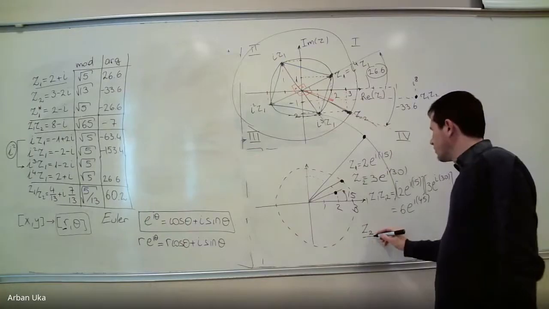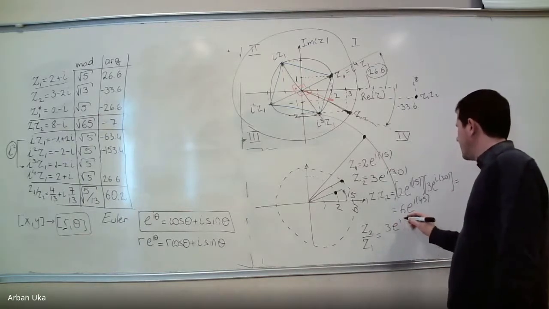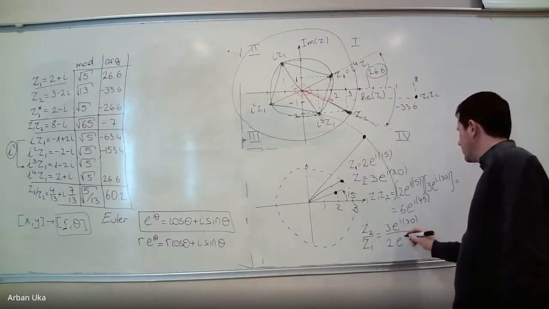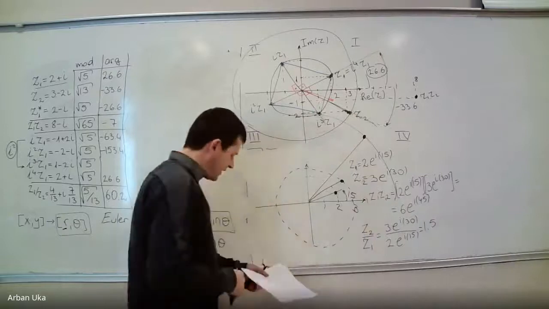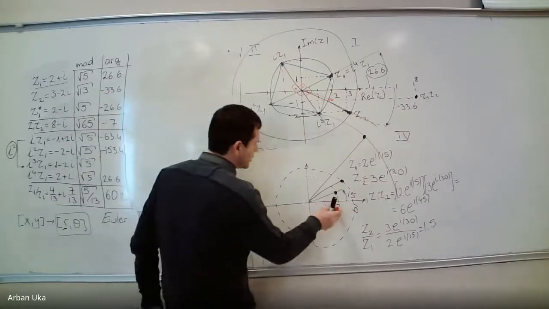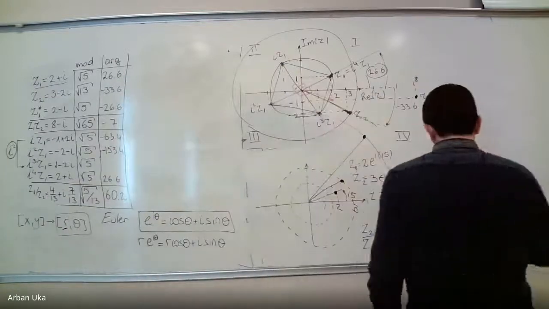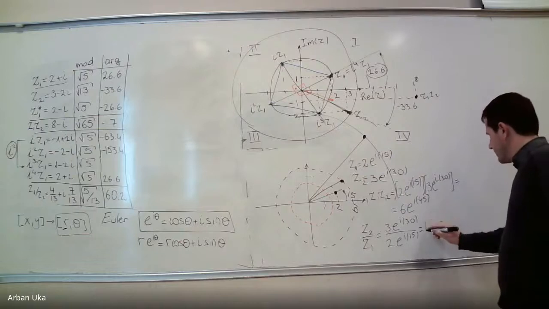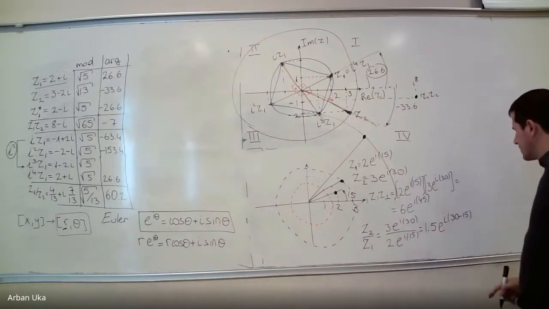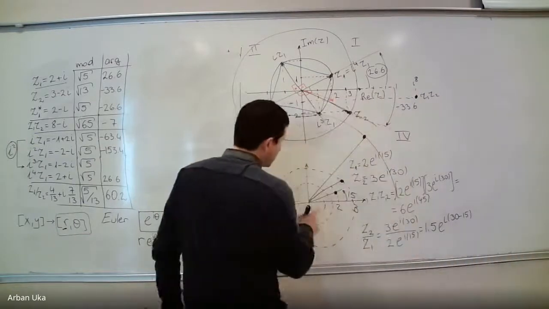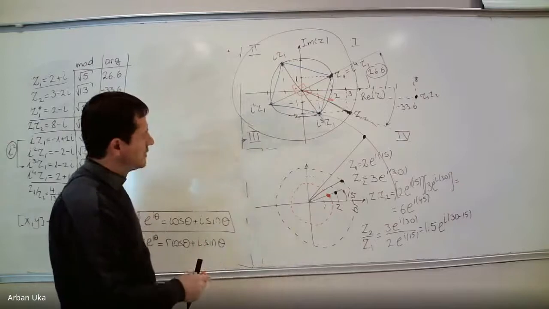So let's see what Z2 divided by Z1 is. Z2 divided by Z1 would be equal to 3 times e to the power I 30 divided by 2 e to the power I times 15. 3 divided by 2, we get 1.5. So this is the amplitude. It looks like 1.5 is going to be a circle somewhere in here. Okay, anywhere over there. This is 1.5 times e to the power I times 30 minus 15. So we subtract the exponents. So the angle is 15. So then this is going to be some point in here, because we assume that the angle is 15. So this is what we obtain.